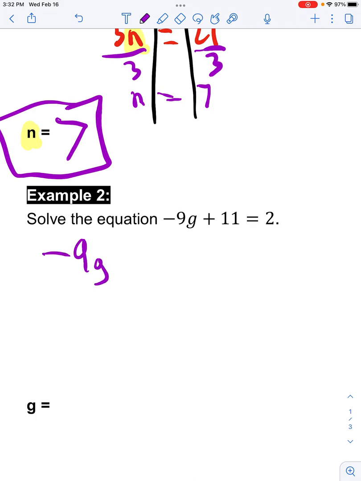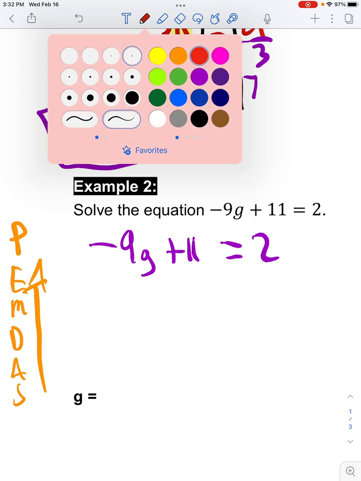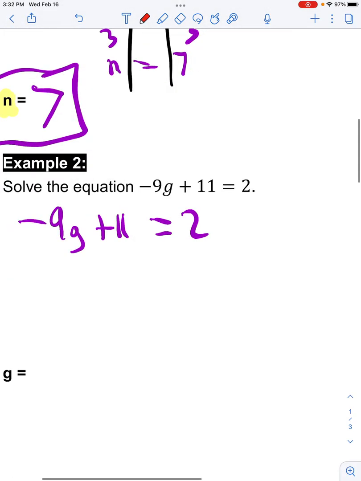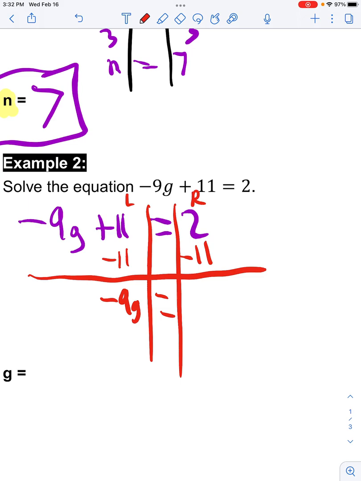Okay, again, different variable, totally okay. Negative 9g plus 11 equals 2. I'm thinking about PEMDAS in reverse order, which means I have to do all addition and subtraction first. So after I make my railroad tracks and separate the left side and the right side, I need to take away 11. I'm going to get a negative number, and that's okay. 2 take away 11 is negative 9.